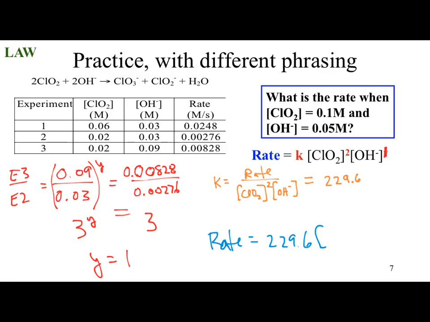Oh, whoops. I was answering the wrong question too. What concentrations do we use? The ones the question actually asks us to use. Our ClO2 was our 0.1. Remember, it must be squared times the concentration of OH minus. Punch that into the calculator, and we now have our answer. Somebody calculate that too, just for the sake of it.